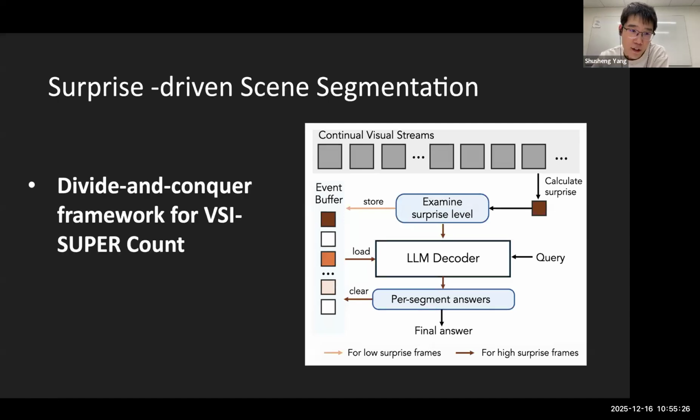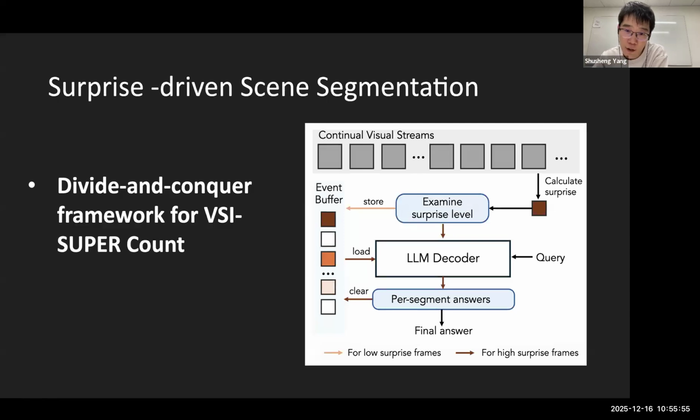In general, it's a divide and conquer framework, designed for the VSI-SUPER count task. So let's see how it works. As the video goes, we continuously calculate the surprise level, and if we find the surprise level goes beyond a certain threshold, then we think we are entering a new scene. We are entering into a new space.